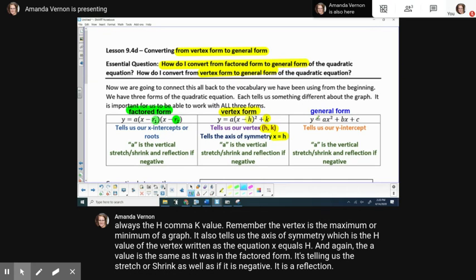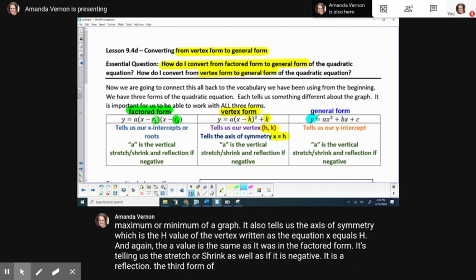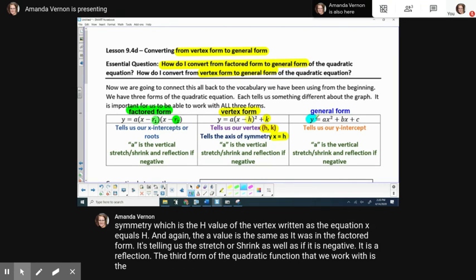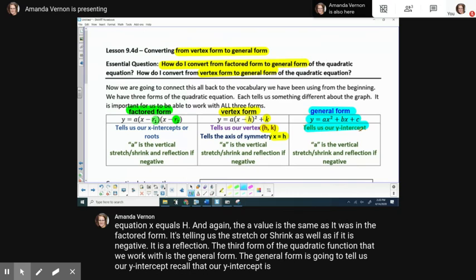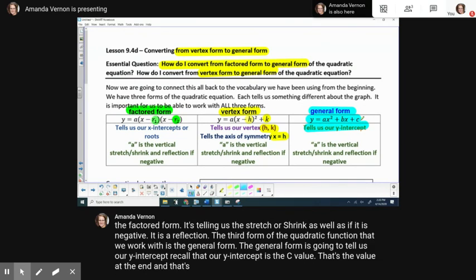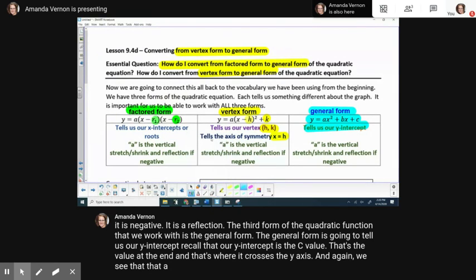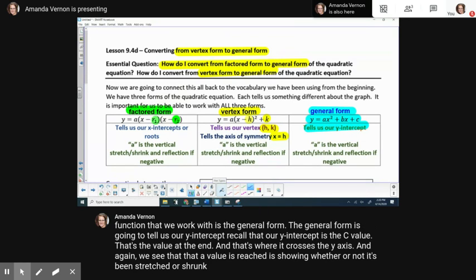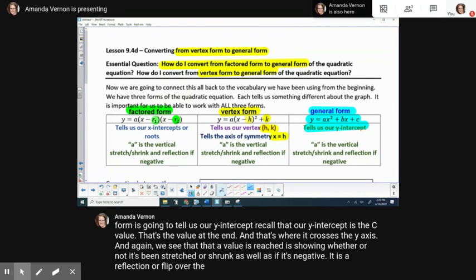The third form of the quadratic function that we work with is the general form. The general form is going to tell us our y-intercept. Recall that our y-intercept is the c value. That's the value at the end, and that's where it crosses the y-axis. And again, we see that that a value is showing whether or not it's been stretched or shrunk, as well as if it's negative, it is a reflection or flip over the x-axis.